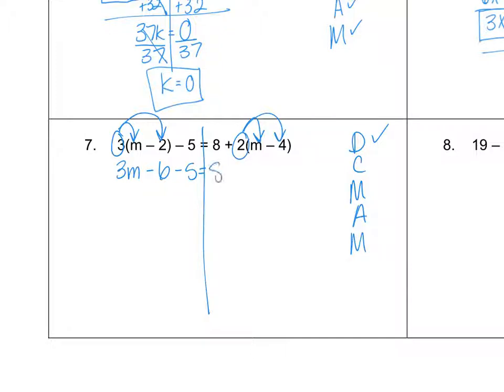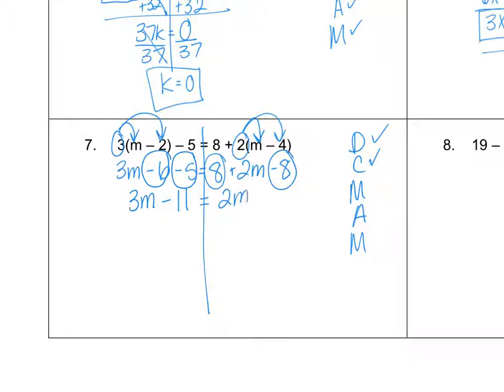Okay, I know I'm not going to distribute that 8, so let's bring it down. 2 times m gives me 2m, and 2 times -4 gives me -8. We distributed. Now looking at each side separately, can I combine any like terms? Yes, I can. I have a -6 and a -5. -6 minus 5 gives me -11. And let's bring down that 3m is equal to, on the right side, I have an 8 and a -8. 8 minus 8 leaves me with 0, so all I have left is 2m.